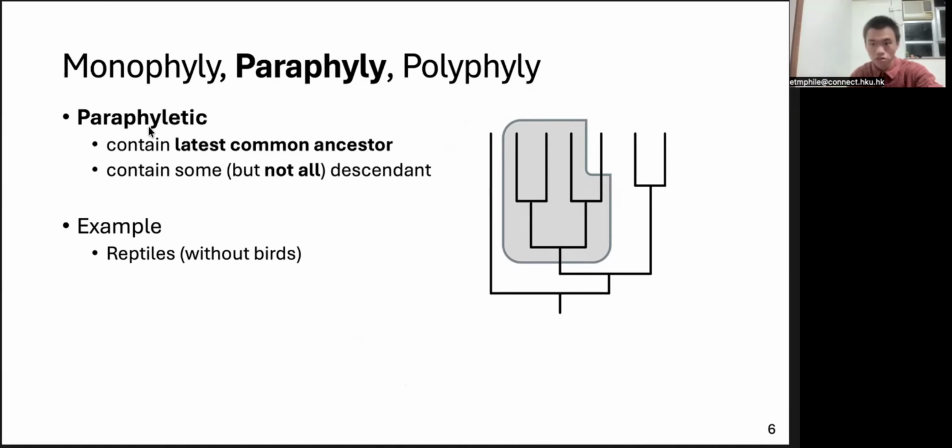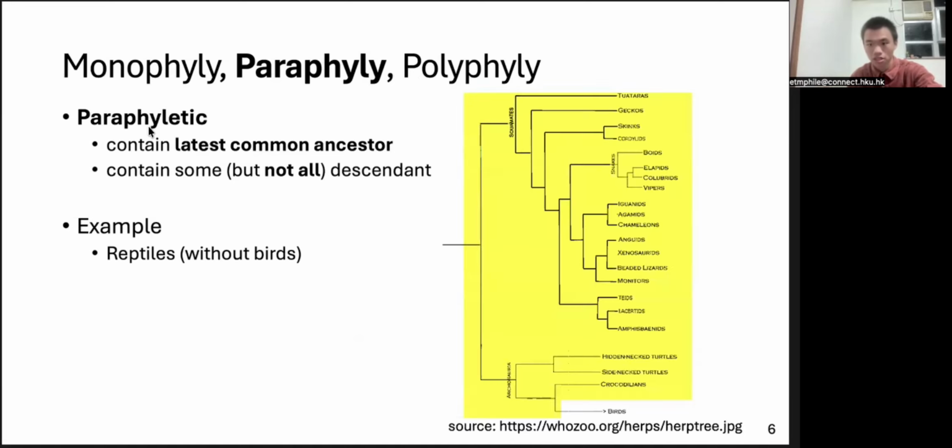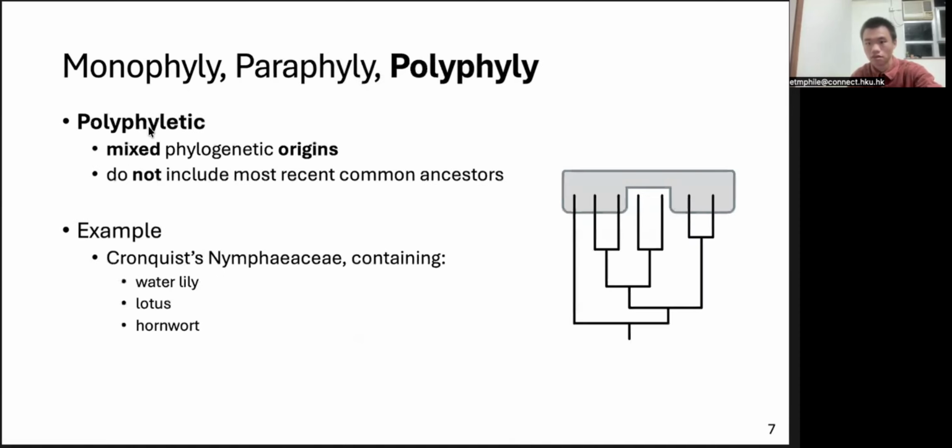A paraphyletic group includes the most recent common ancestor, but excludes some descendants. A classical example is the traditional reptiles, which excludes birds, although birds are the closest living relatives of crocodiles. This makes Reptilia paraphyletic. Polyphyletic groups have mixed phylogenetic origins and do not include their most recent common ancestors.